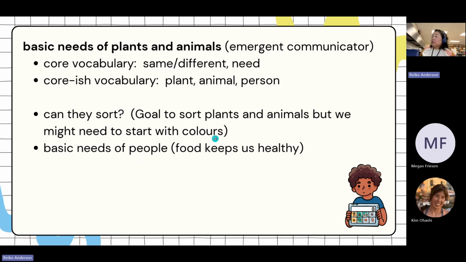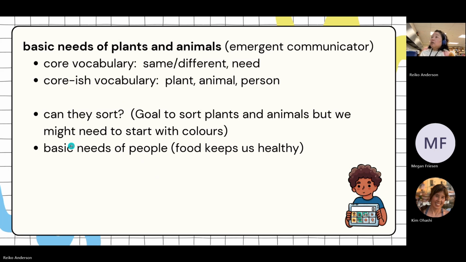Start sorting with colors. And as we do walks around the community, that kind of stuff, we could say, that's a tree, that's a plant, that's a dog, that's an animal, and even just start modeling that language, again, using the talker. I'm 99% sure that you will have words like plant or tree even, and animal in your talker. Yeah, so core-ish vocabulary: plant, animal, person. Remember that people are animals too, right?